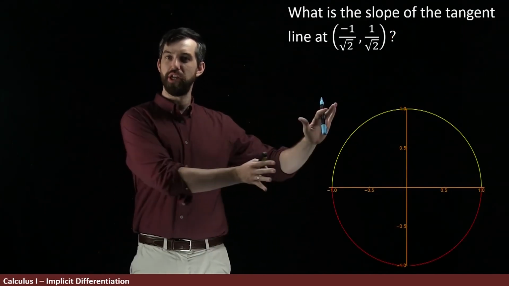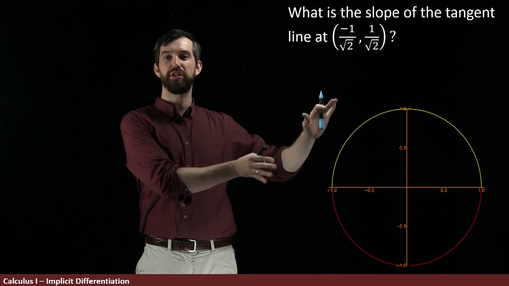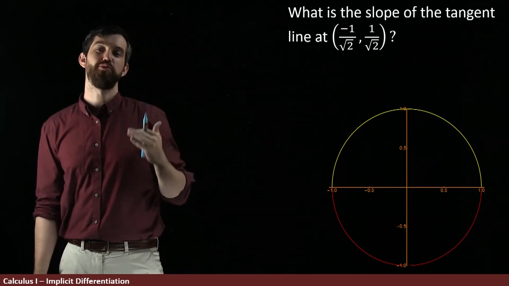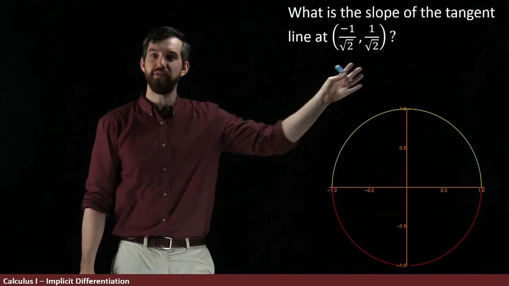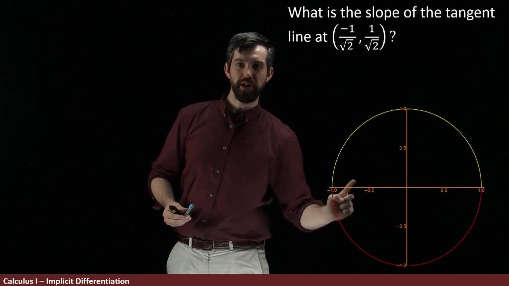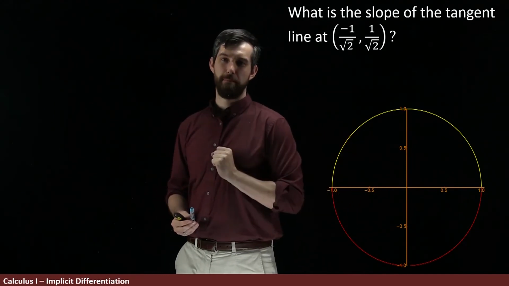So now let's return to the original problem, but now I'm asking the slope at a particular point, minus 1 over root 2, plus 1 over root 2. And you could take the squares of these things and it would add up to 1. So it is indeed a point on a circle. Indeed, it's a point on a circle right about there.